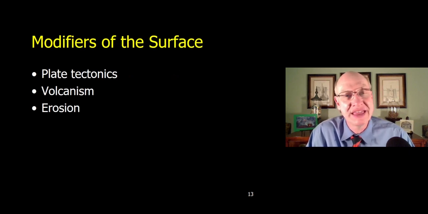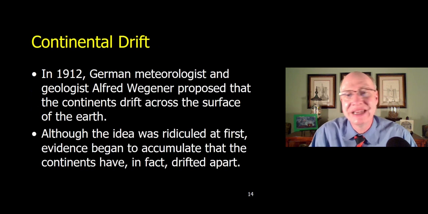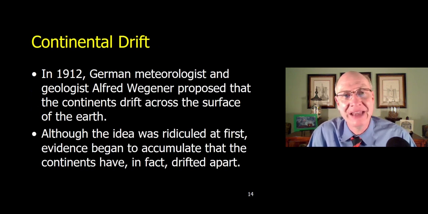What we're going to study next is the modifiers of the surface of our planet. That is, what are the things that are causing the changes that we see on the surface of our planet? And we're going to talk about 3 of them. We'll talk about plate tectonics in detail, and then we'll talk a little bit about volcanism, and a little bit about erosion. But let's start with plate tectonics. The origin of the idea starts in 1912 with a German meteorologist and geologist by the name of Alfred Wegener.